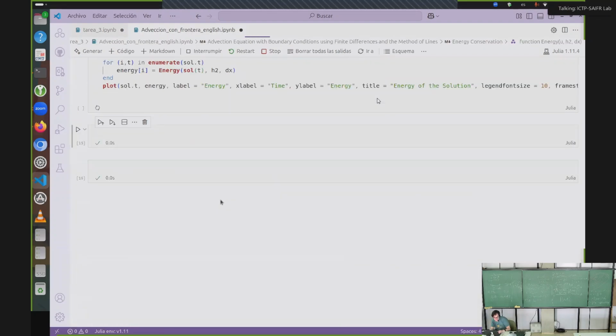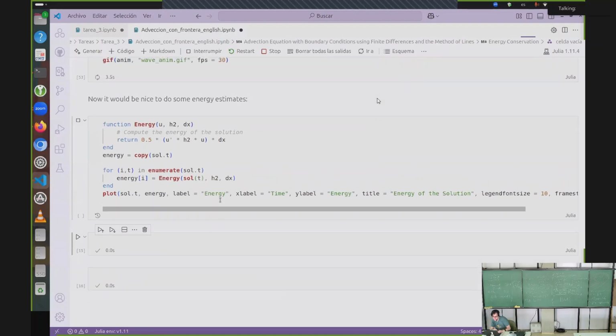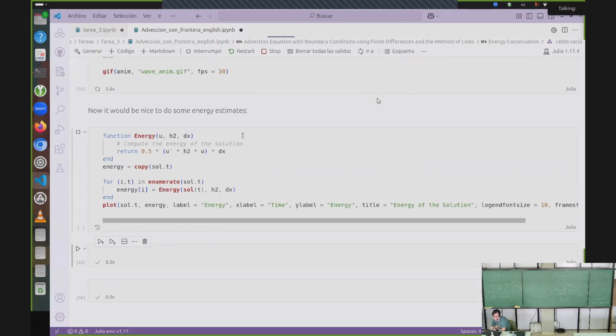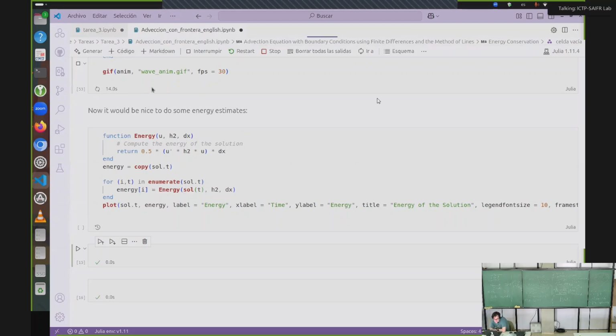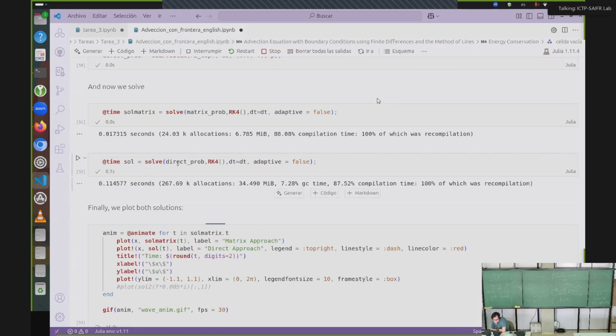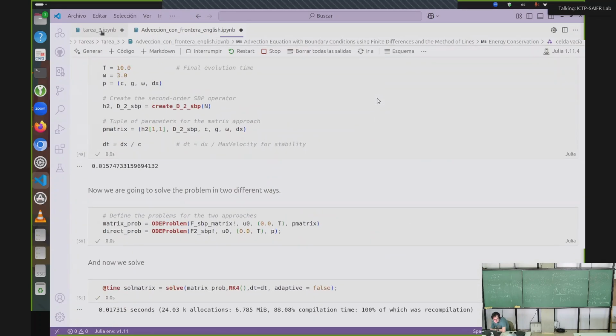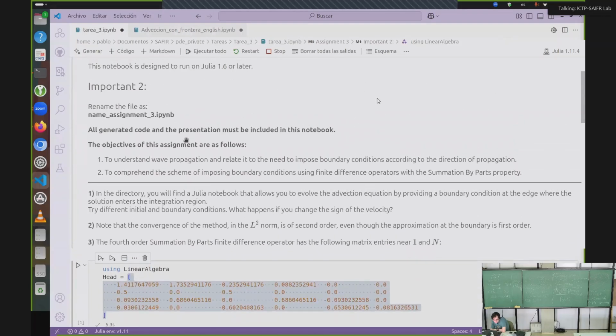So this is an overview of the notebook that will assist you to do the homework. Okay, it's quite short, it's quite simple. The homework in itself, right?